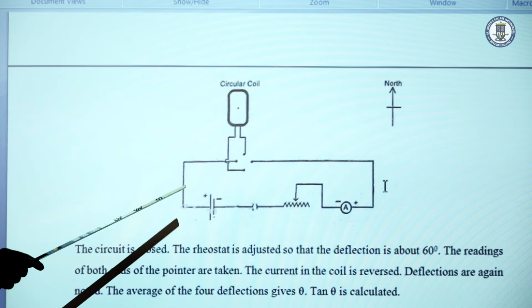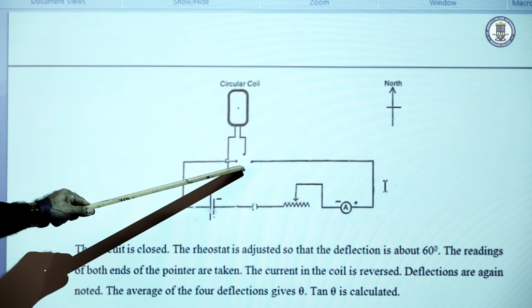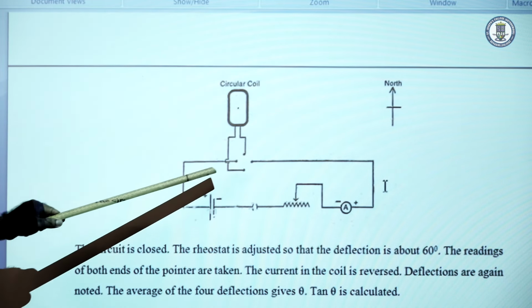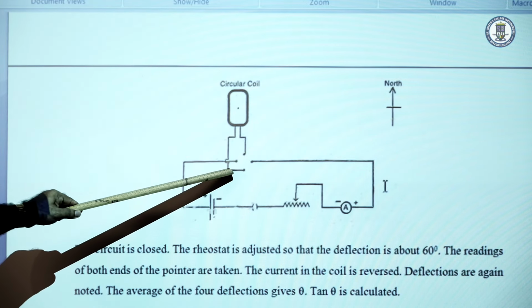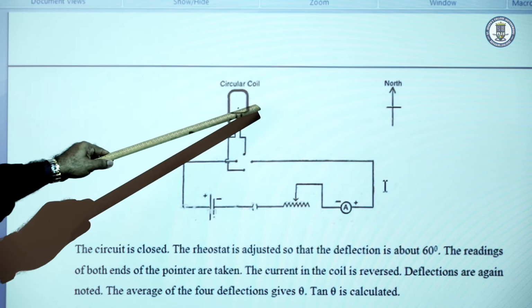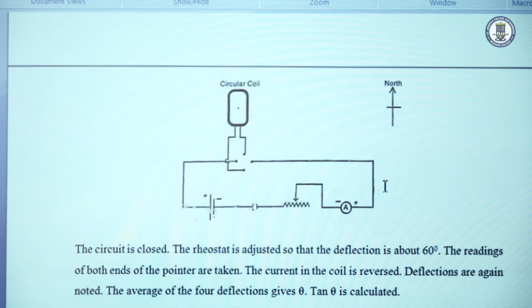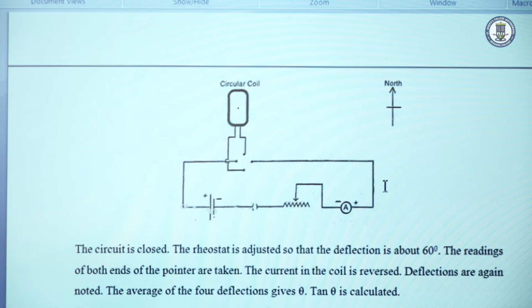Now when the commutator is reversed, we put the keys 2 and 3, or 2 and 4, this one and this one. Then the current reaches this particular point, then flows to here, then comes in this way, and the current is in the clockwise direction. It reaches here and at this point the circuit is completed. So we can change the direction of current, either clockwise or anti-clockwise, with the help of the commutator, and that is the use of the commutator.